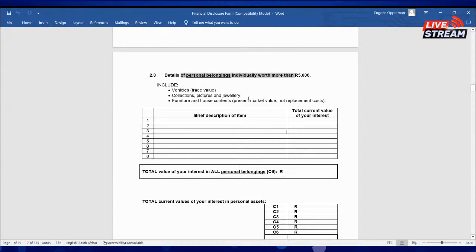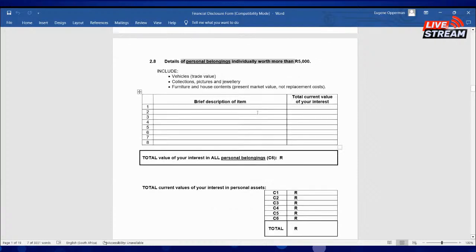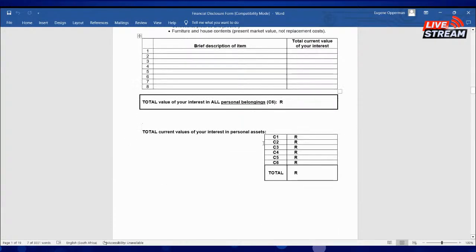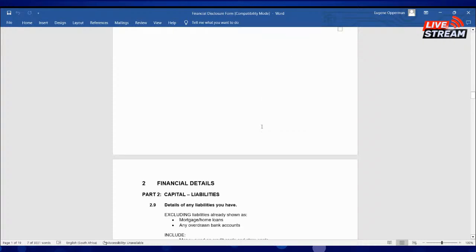So you could ask the respondent during cross-examination, you know what, sir, your personal property that is more than 5,000 Rand, something like in collections, you know, pictures or jewelry, what big pieces of jewelry do you have? What are the amounts? What is the valuation of that? And you can all make a note, just make a note of that, because that all forms part of the asset base. And then you would have the total values of the personal assets of the respondent.